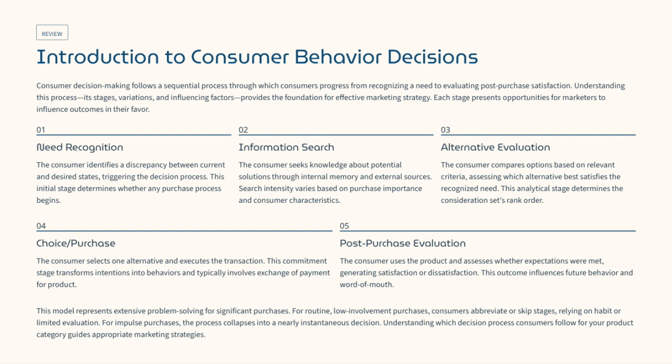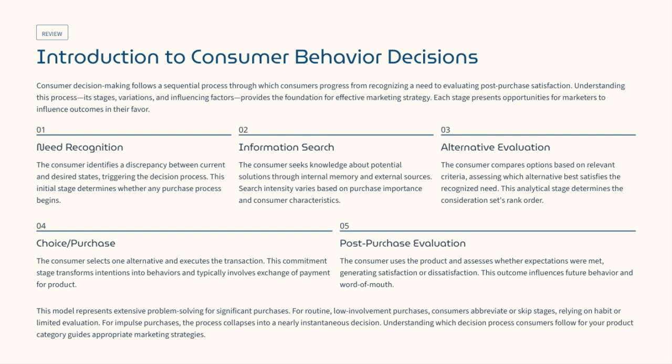Understanding which decision process your consumers are following for your product category is crucial because it guides the marketing strategies you should adopt. After a consumer makes a purchase, they use the product and then evaluate whether their expectations were met. This step generates either satisfaction or dissatisfaction, which then influences their future behavior and whether they recommend your product through word of mouth. Now, let's briefly walk through the stages.